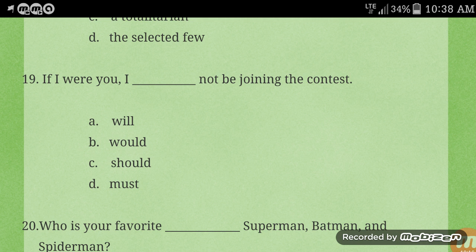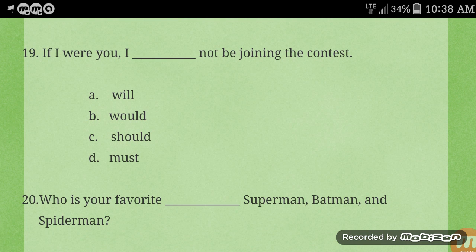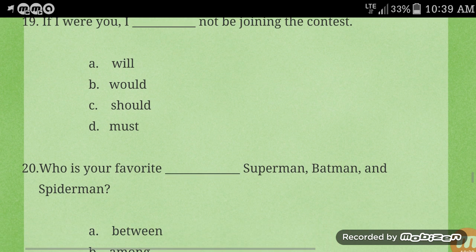Next one. If I were you, this is conditional, not be joining the contest. If plus subject plus past, so this if I were would be followed by the main clause: subject plus would. So, I would not be joining the contest.